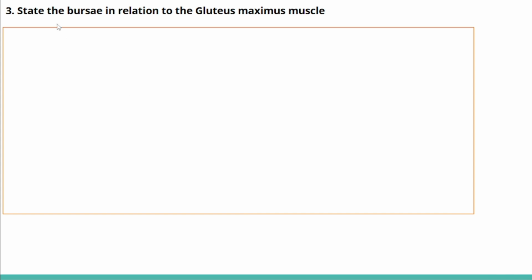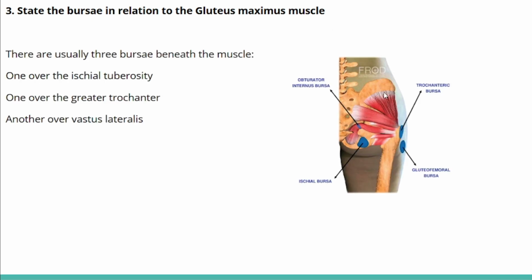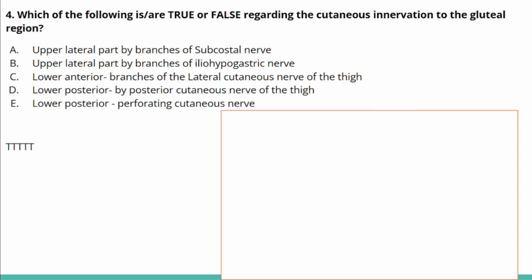Question number 3. State the bursae in relation to the gluteus maximus muscle. There are 3 bursae located beneath the muscle in 3 locations. One is over the ischial tuberosity, the other one is over the greater trochanter, and the third one is over the vastus lateralis muscle.